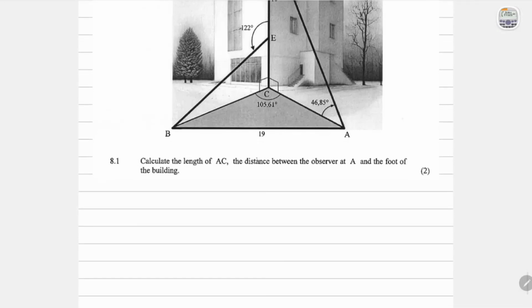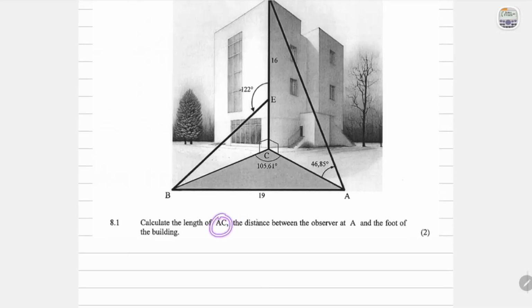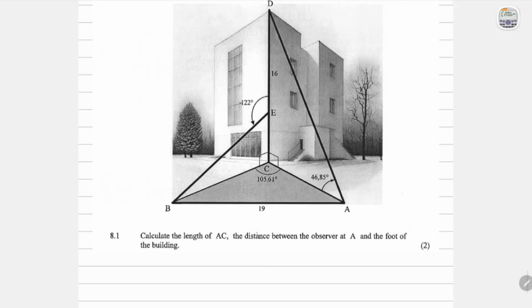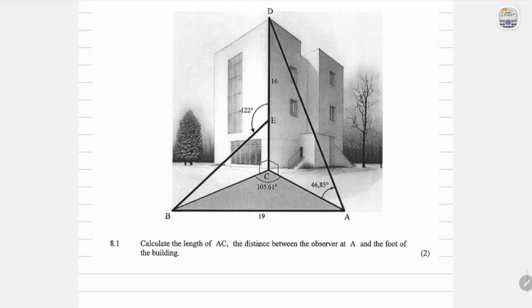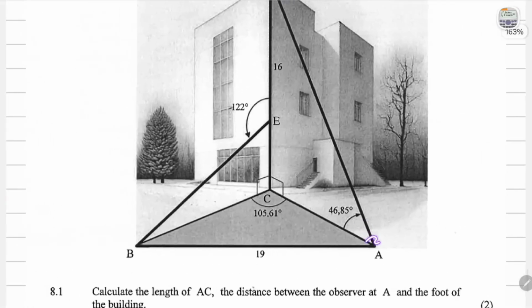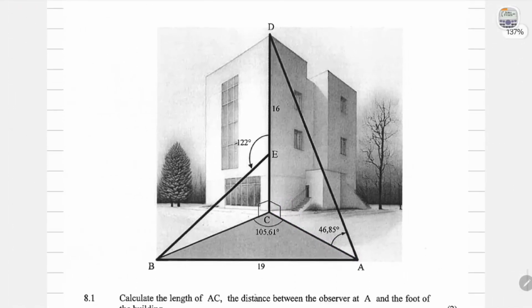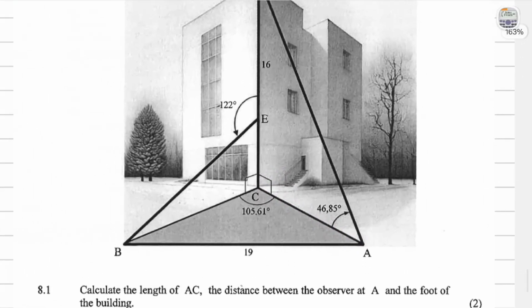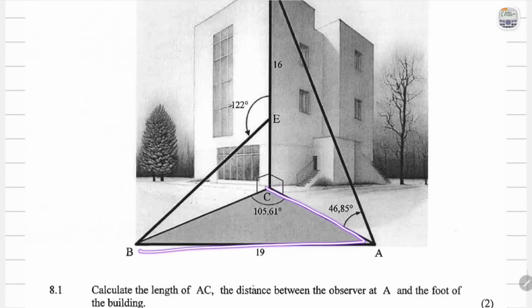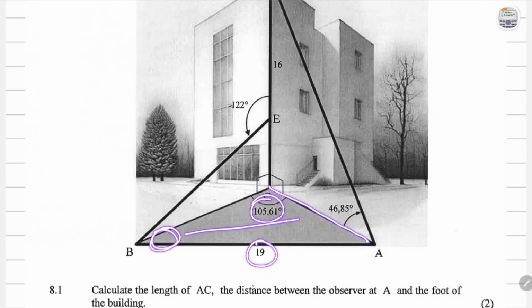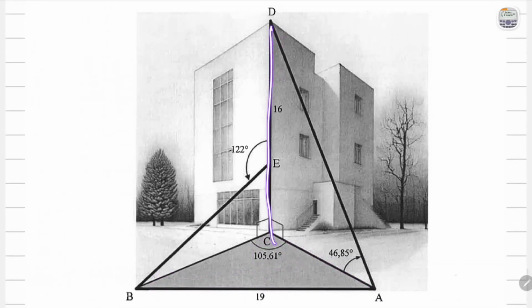The first question is to calculate the length of AC, the distance between the observer A and the foot of the building. How can we find AC? To find AC, just look at the triangles that it's a part of. AC is a part of this triangle, yes, but it's not a good idea to use this one right now because the only thing we have are these two. AC is missing. You don't even have this angle here, so we cannot even use the sine rule here. So we can focus on this triangle.